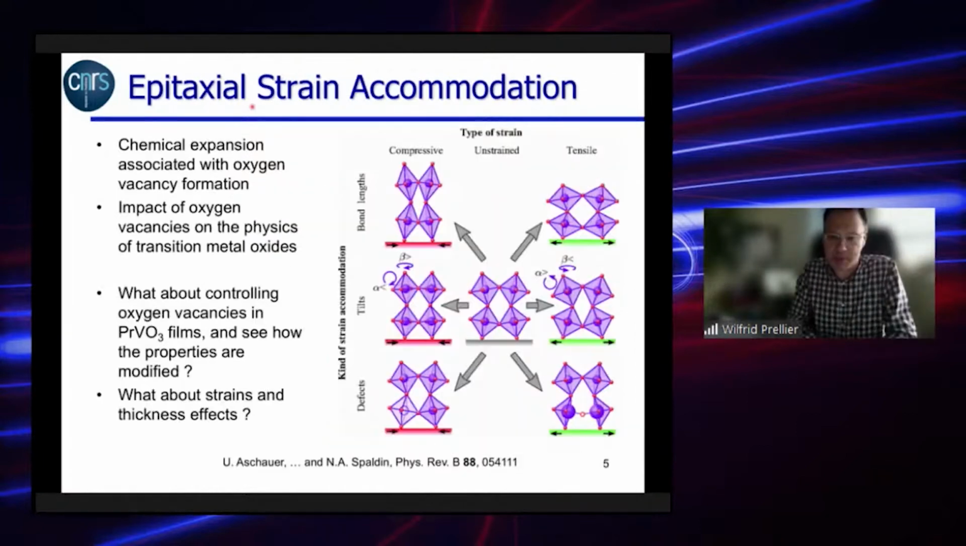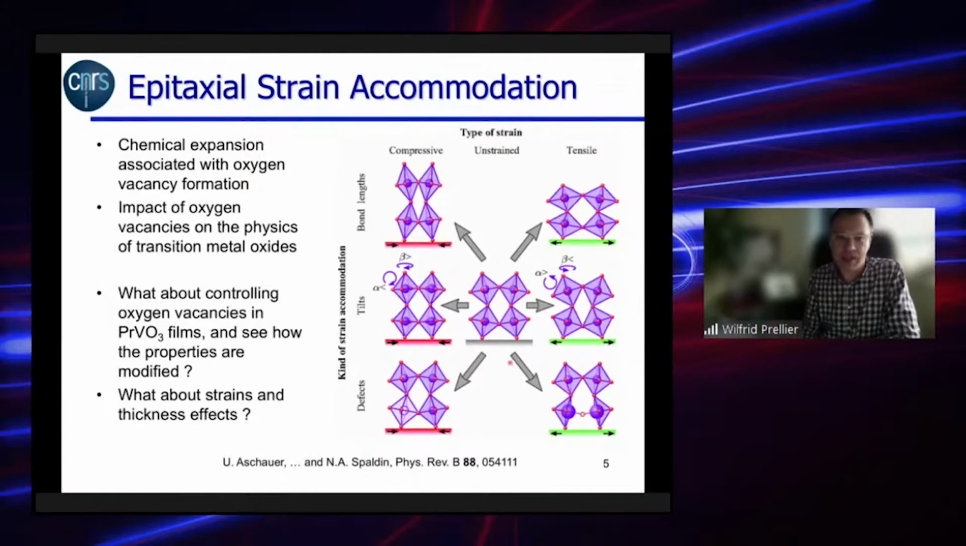From Switzerland, they show that if you grow the film, in that case the angles and so on will be different. In another case, the tilting of the octahedra will be different. That's the way the film will accommodate the strain. Another way of accommodating the strain will be by having some defects. Two types of defect, basically, either a cationic defect or an anionic defect. Basically, you have some oxygen vacancies.